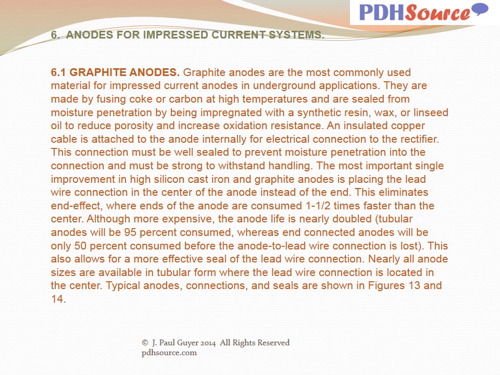The most important single improvement in high silicon cast iron and graphite anodes is placing the lead wire connection in the center of the anode instead of the end. This eliminates end effect, in which the ends of the anode are consumed 1.5 times faster than the center. Although more expensive, the anode life is nearly doubled.